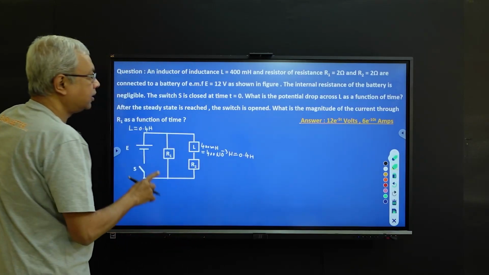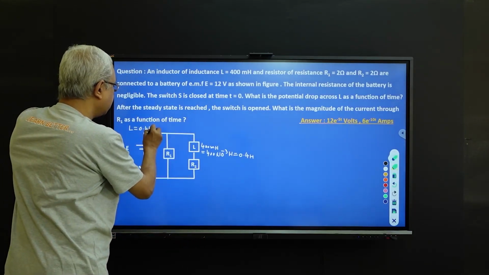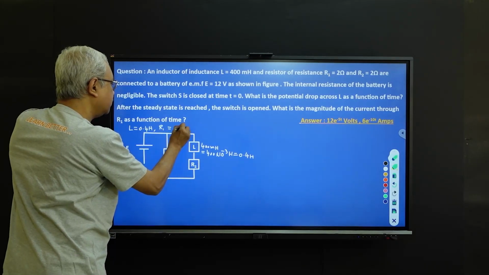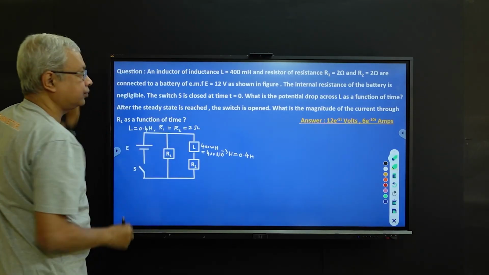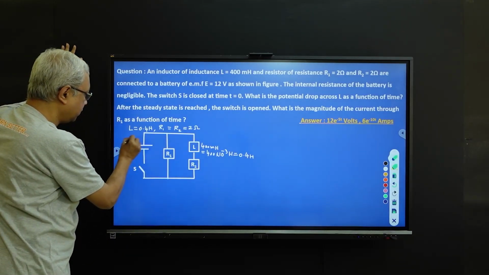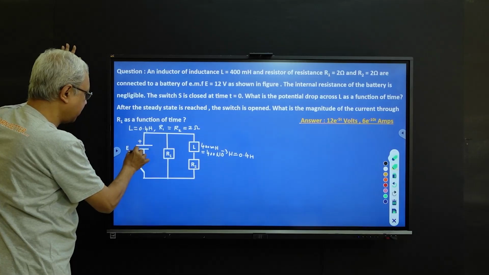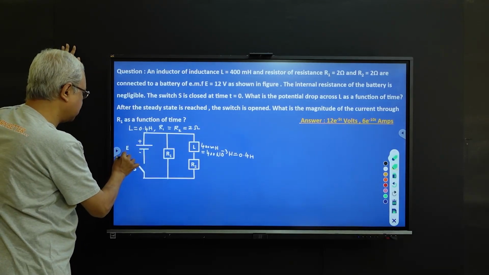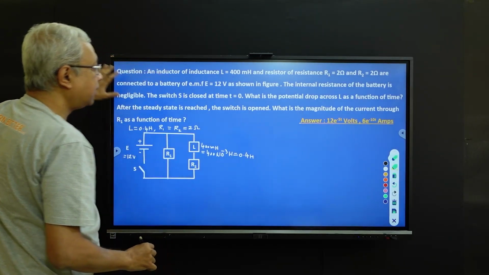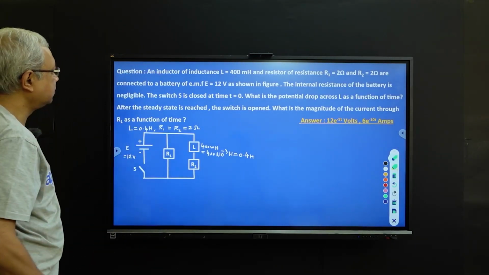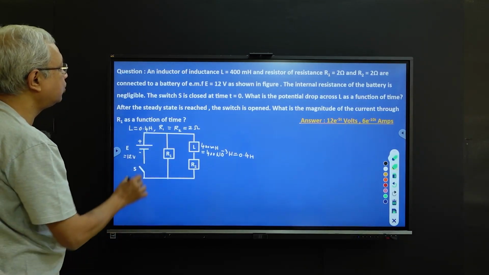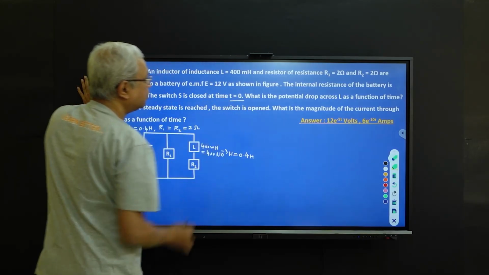And R1, R2 both are 2 ohm each. So R1 equal to R2 equal to 2 ohm are connected to a battery of EMF 12 volt. So this is the positive and negative of the battery, it is a 12 volt battery. The internal resistance of the battery is negligible. There is a switch S over here. The switch S is closed at time t equal to 0.